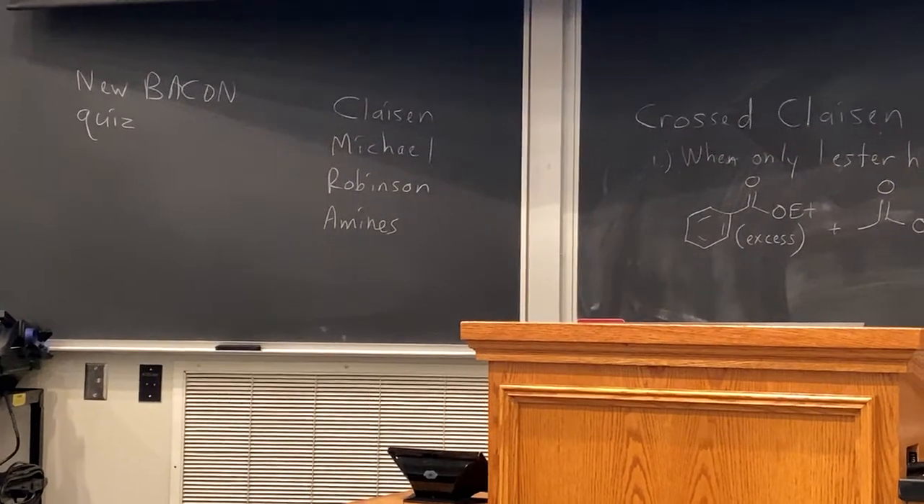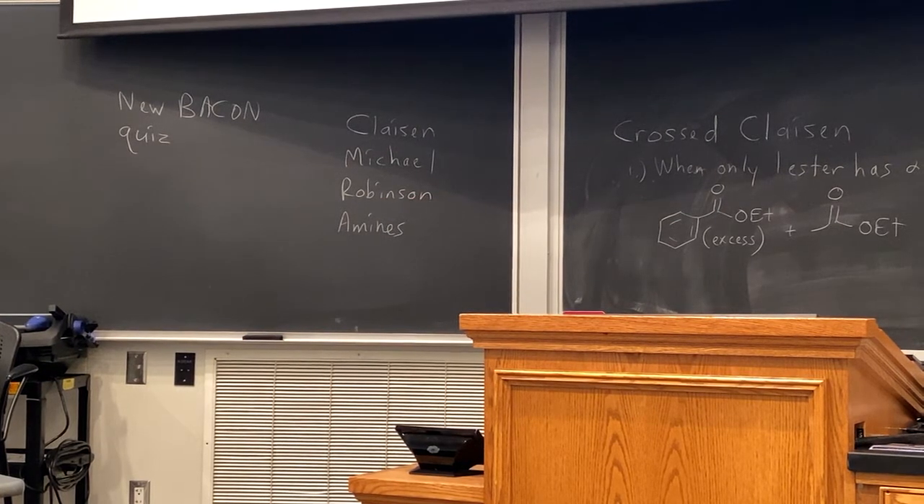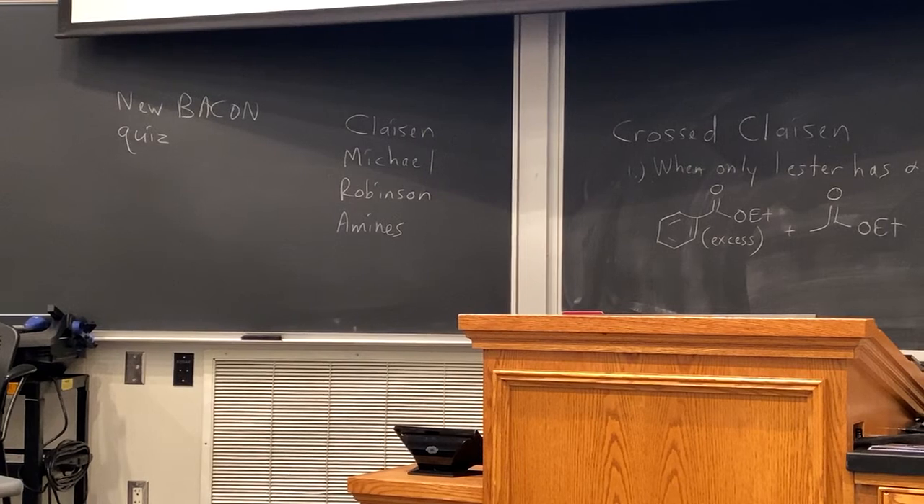Today we're going to finish chapter 24. We'll finish our discussion of the Claisen reaction. Then we'll discuss the Michael reaction and the Robinson annulation, a lot of named reactions today. And then at the very end of class, we will start chapter 25, beginning our discussion of amines.